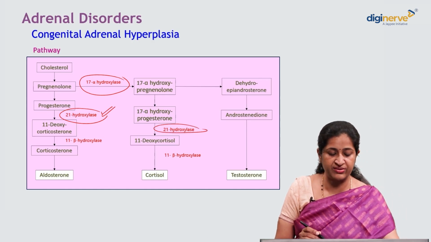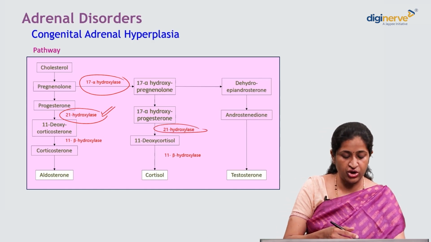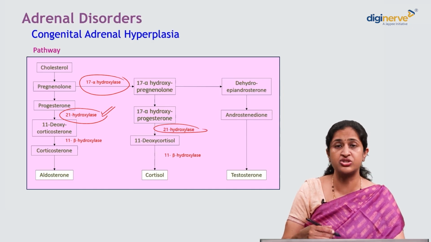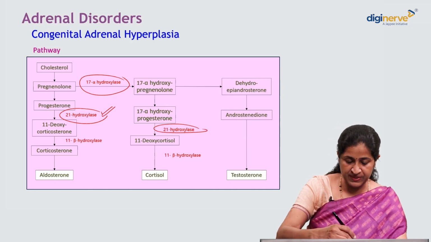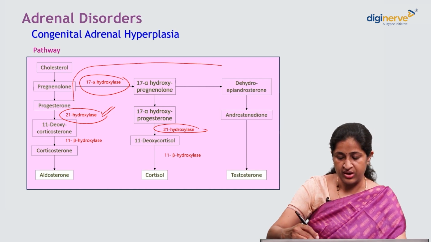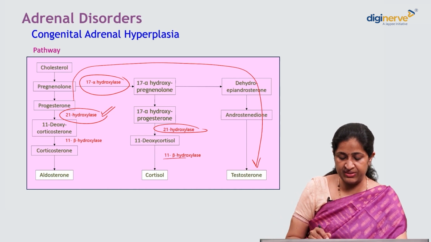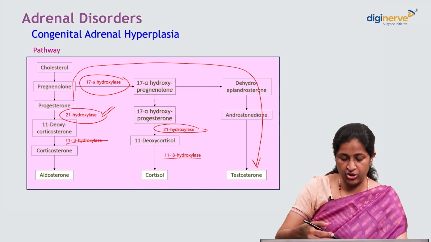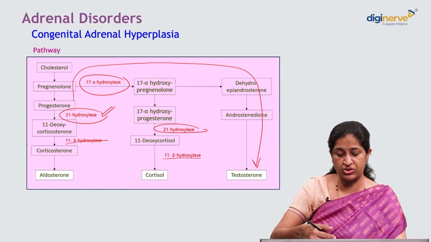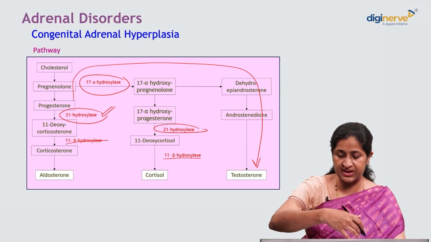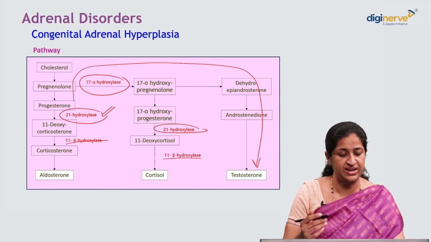So in the 21 hydroxylase deficiency, you do not have any of the aldosterone and cortisol being produced. So the entire pathway gets diverted from progesterone and goes into the testosterone pathway. Similarly, in the 11 beta hydroxylase also, you cannot produce from corticosterone, aldosterone, and cortisol. The immediate pre-metabolites and the testosterone pathway get stimulated.